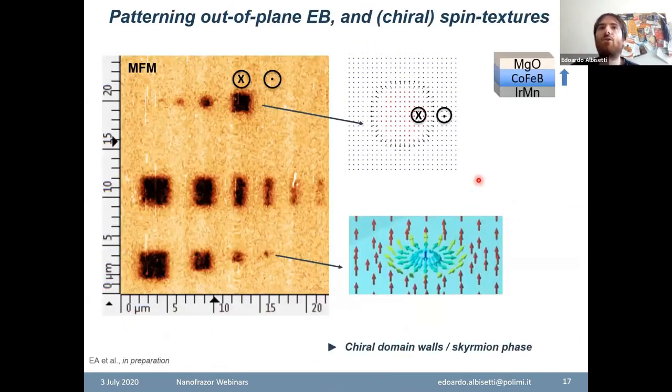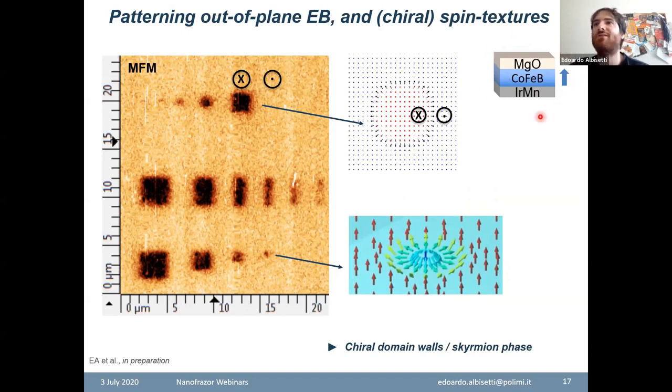The last system that I want to show you, this is something that we haven't published yet, is that you can perform the very same patterning also in out-of-plane systems. Out-of-plane systems, where the magnetization points out of the plane of the film instead of in the plane, are interesting for a lot of applications. Actually, most of the applications that I talked about before are optimized for out-of-plane magnetization systems.